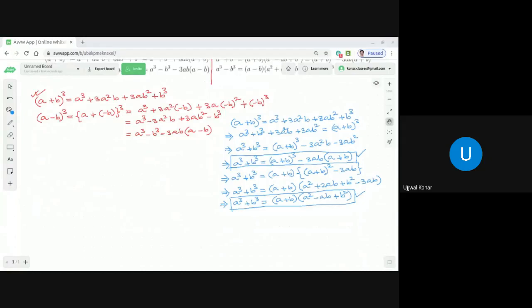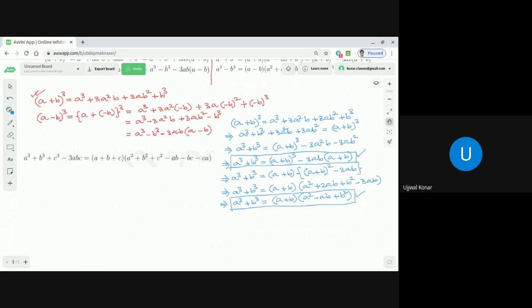And the last one, in context to this, is a cube plus b cube plus c cube minus 3abc. So this is also an important formula. The formula is something like this, as you see, dear students, here: a cube plus b cube plus c cube minus 3abc is equal to a plus b plus c into a square plus b square plus c square minus ab minus bc minus ca.